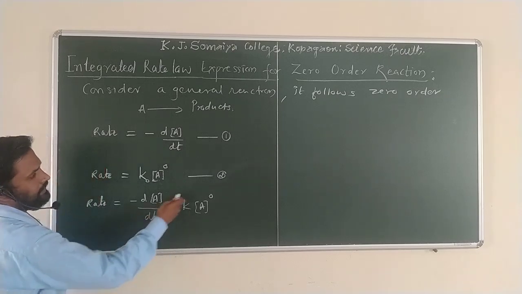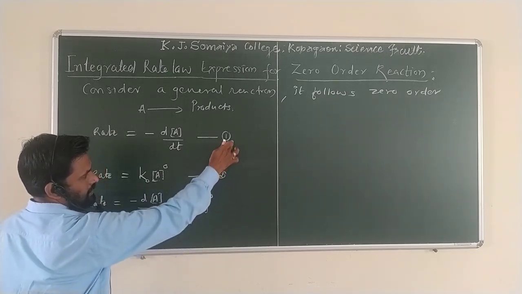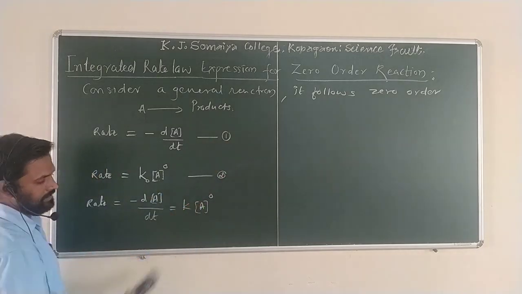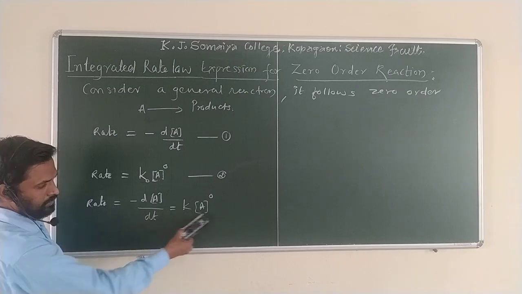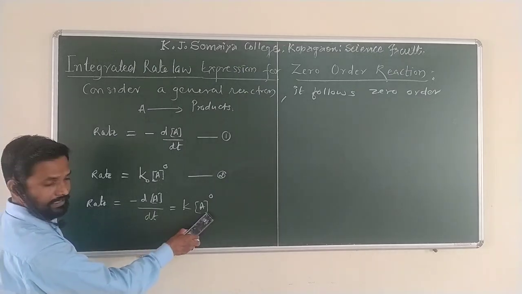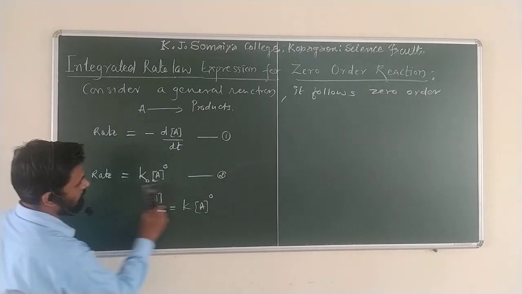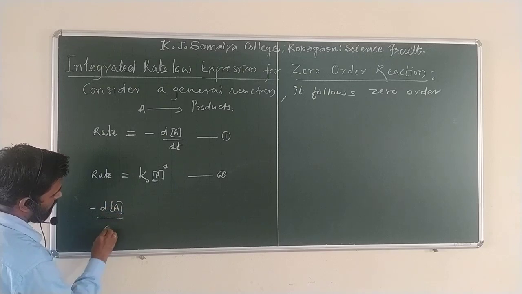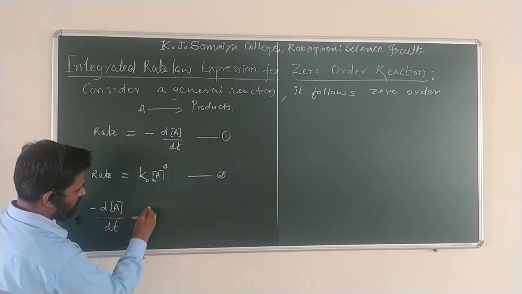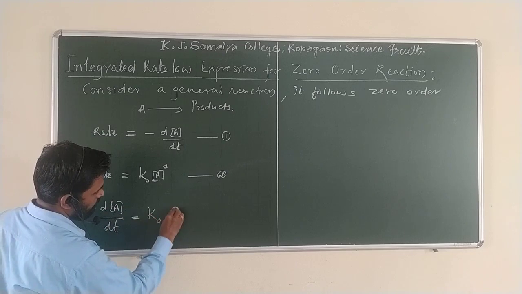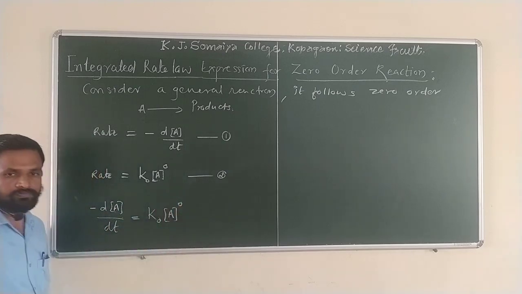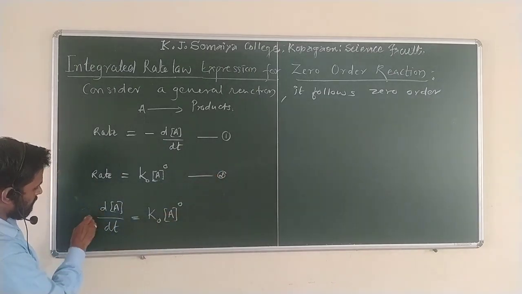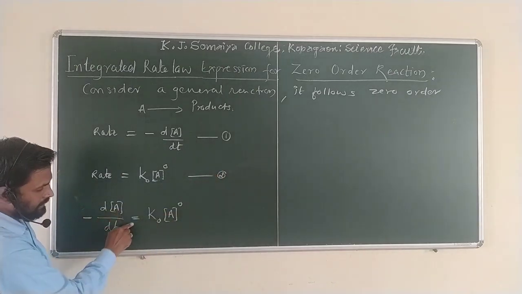So if you equate equation number 1 and equation number 2, both are the same. So can I write rate equal to minus dA upon dt is equal to K into A to the power 0. After equating, what will you get? Minus dA upon dt is equal to K0.